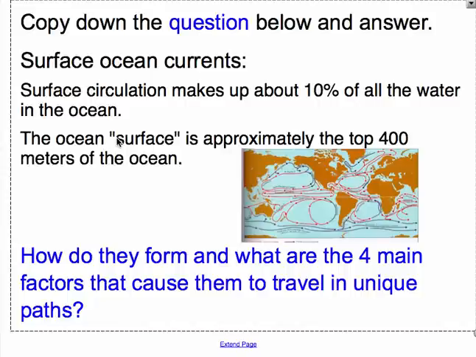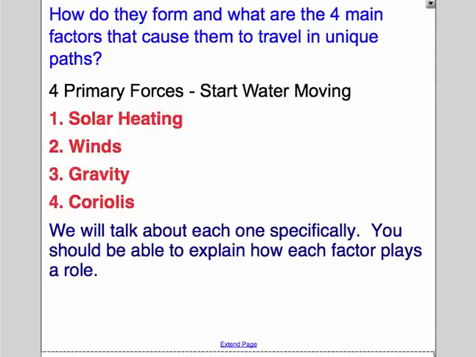First of all, surface ocean currents. The surface circulation makes up about 10% of all the water in the ocean. So this is that top layer of about 400 meters of ocean that we refer to as the surface. The question that you need to ask is, how do they form, and what are the four main factors that cause them to travel in unique paths? So, how do they form? And the four main factors are all right here.